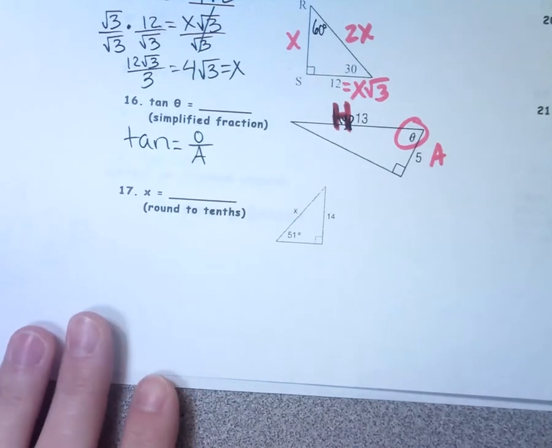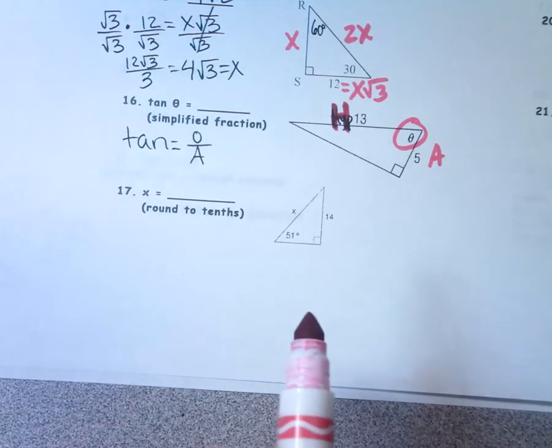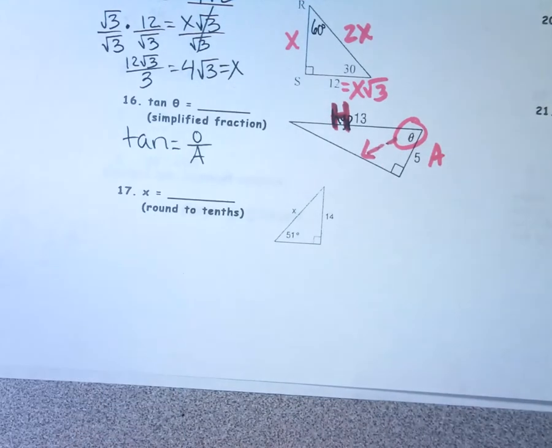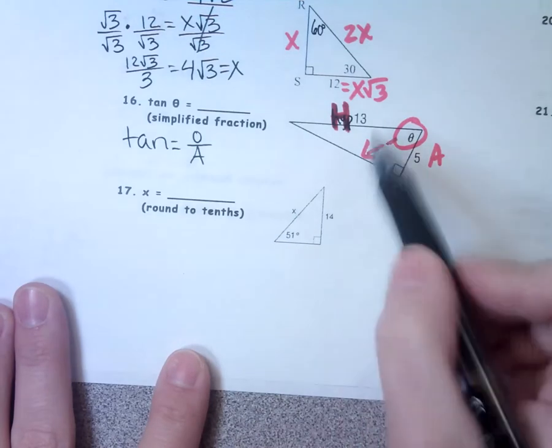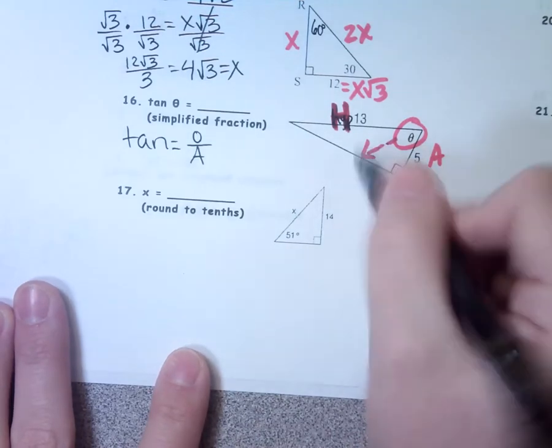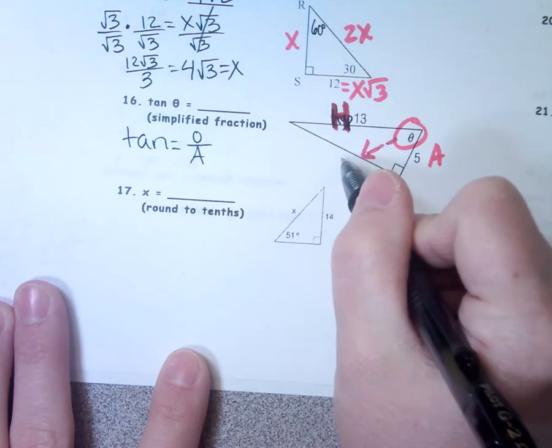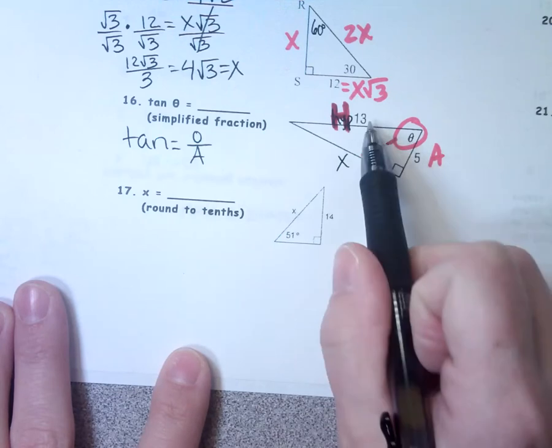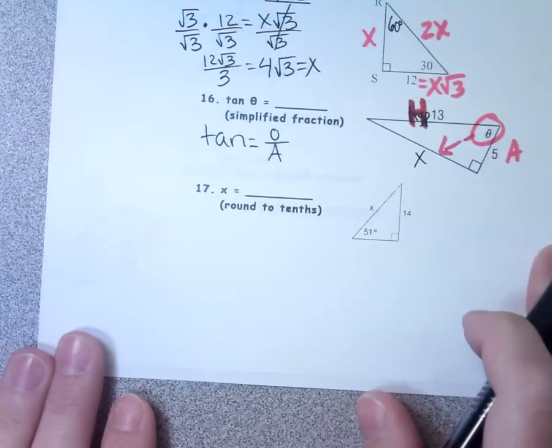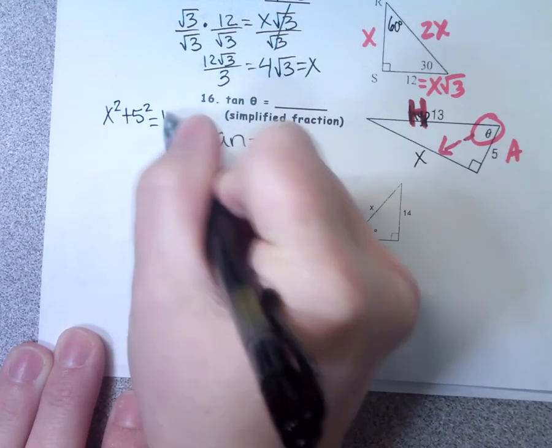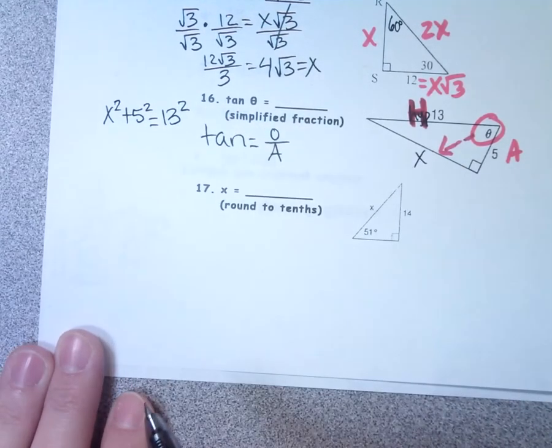Now, because I'm doing tangent, I need opposite over adjacent, so I actually need to figure out what that side of the triangle is. So I need to do a little work here. I can do Pythagorean theorem because it's a right triangle, so I want to figure out what this side is right here. Let me just call it x. So it would be x squared plus 5 squared equals 13 squared. Does this look like anything you might know about?